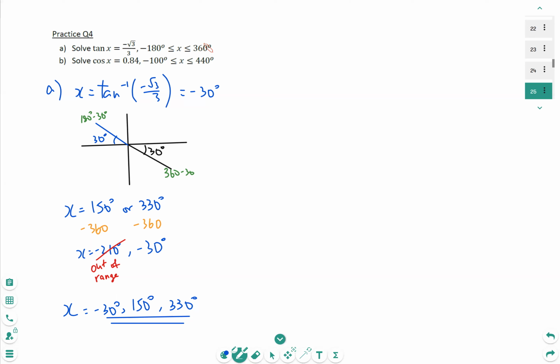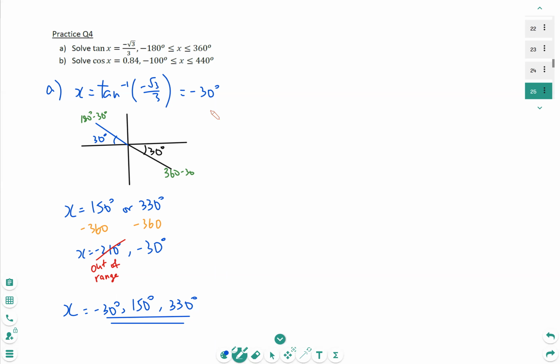In this case, the maximum is only 360, whereas the minimum, instead of 0, is negative 180 degrees. That means we're going into the previous cycle of the answer. So I do minus 360 degrees to both answers. 150 minus 360 is minus 210. Minus 210 is out of the region, so I cross it out. Minus 360 from here is minus 30. So therefore, my answers are minus 30, 150, and 330.